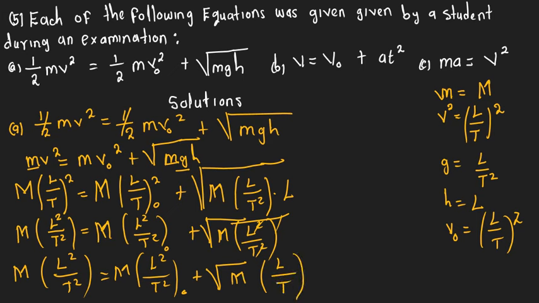Now check what is on the right hand side and what is on the left hand side. They are very much opposite. Henceforth, I will say that this formula is dimensionally incorrect.